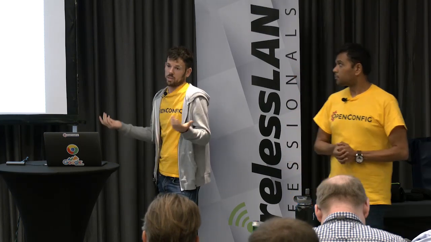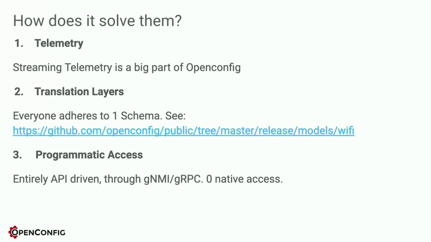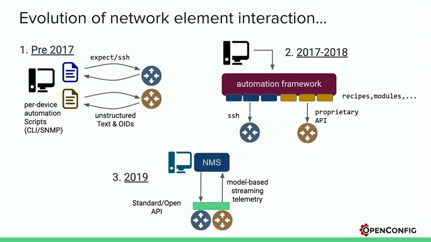The translation layers, I think I already spoke on that. It's one schema. It's one common set of data models. And obviously it's all API driven. This whole OpenConfig thing is about an API.